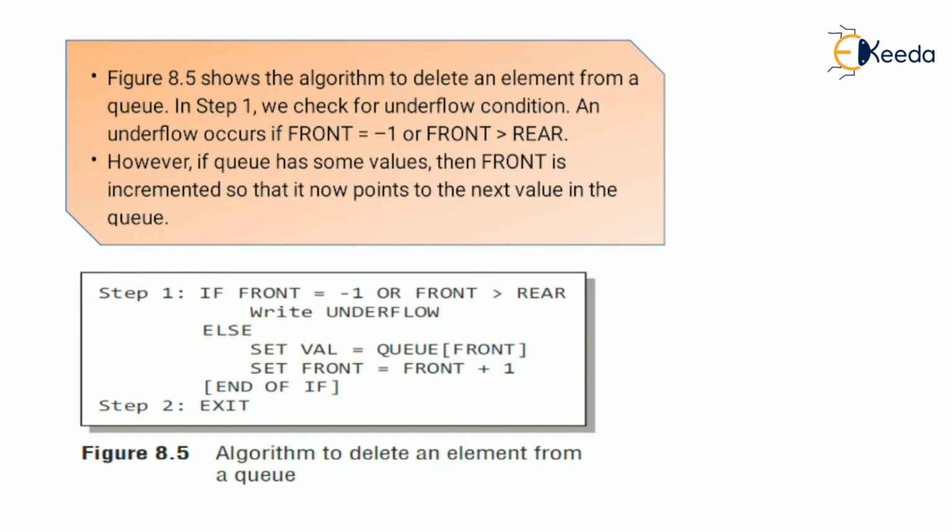However, if Q has some value, then front is incremented. So we go to the else part, so that it now points to the next value in the queue. There we write: set val equal to Q[front], and we increment front by 1. So we have checked both conditions. First is underflow; if it is an underflow, then exit. If it is not, then front is incremented by 1. So this is the algorithm to delete an element from the queue, and with its help we can design the program to delete an element from the queue.